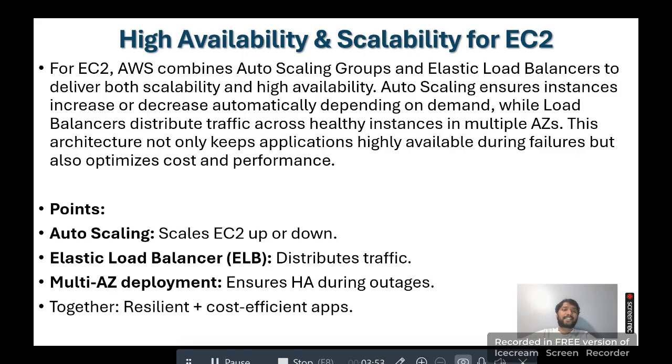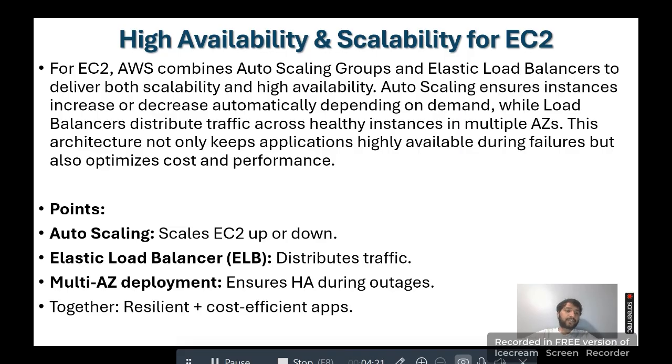For EC2, AWS combines auto scaling group and elastic load balancer to deliver both scalability and high availability. Auto scaling ensures instances increase or decrease automatically depending on demand, while the load balancer distributes traffic across healthy instances in multiple AZs. This architecture not only keeps the application highly available during failure but also optimizes cost and performance.